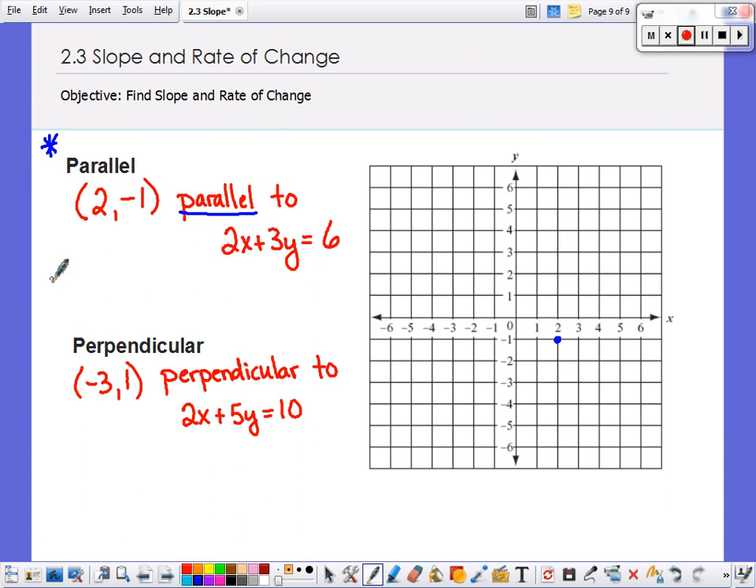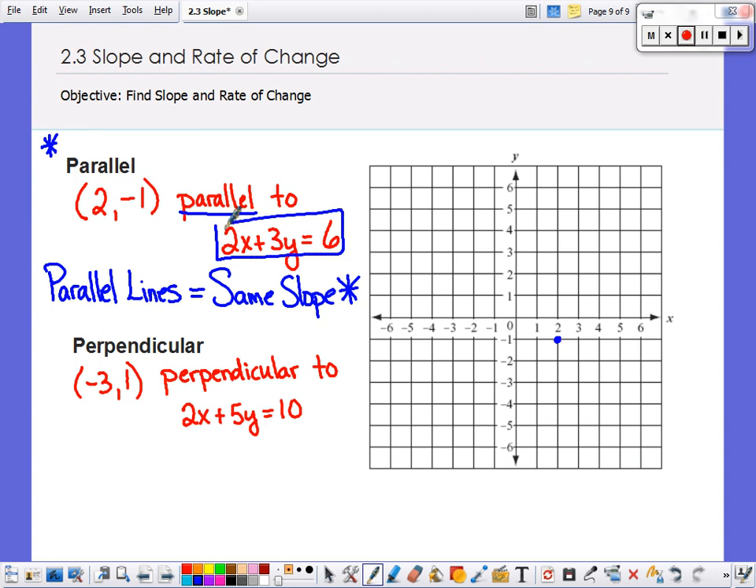Now what we want to remember is that parallel lines have the same slope. So that's what you want to make sure you have in your notes right there, that parallel lines have the same slope. So if it's parallel to this equation right here, if somehow I can figure out what the slope of that equation is, then I know the slope of the line I'm trying to produce would be the same.